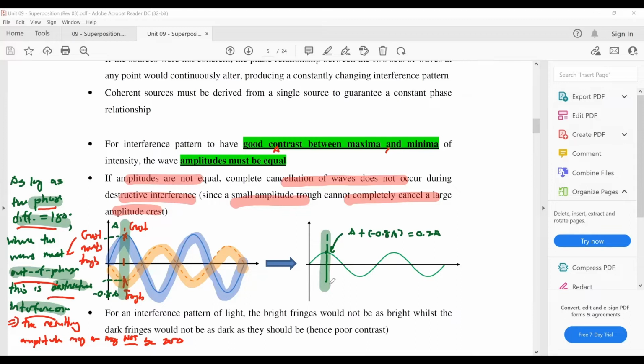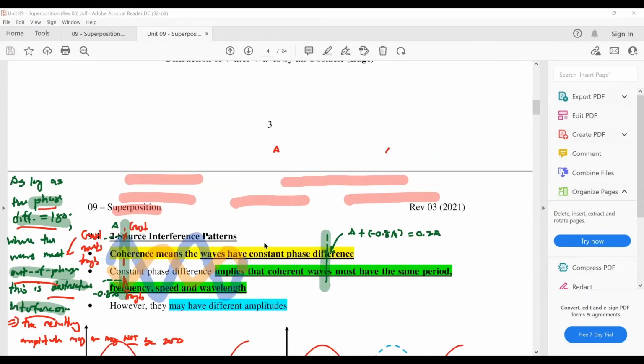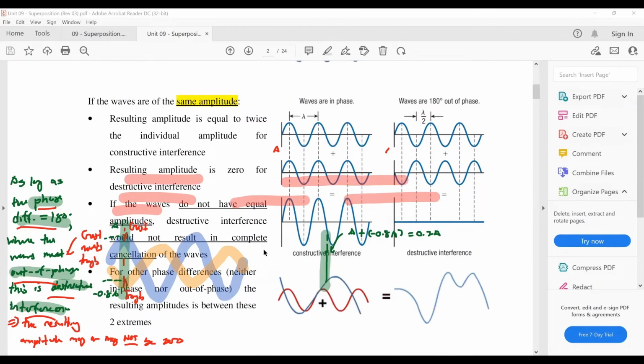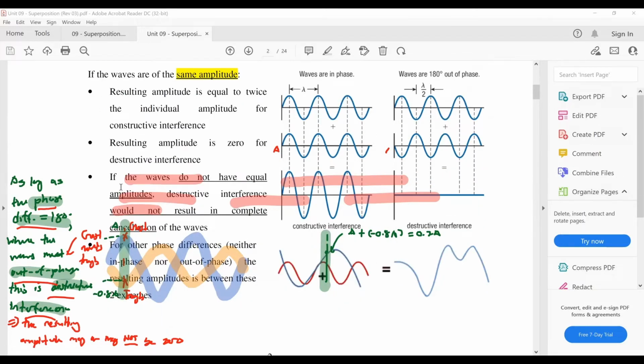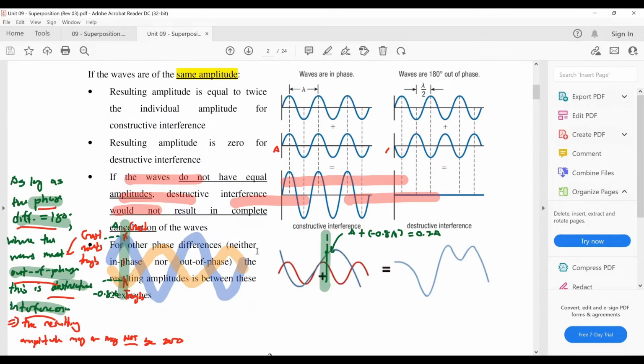180 degrees. This is something that some people always tend to get confused with. Just because something is not 0 doesn't mean that it's not destructive. It can be destructive. So back to the second page here, where I mentioned that if the waves do not have equal amplitudes, destructive interference would not result in complete cancellation of the waves.